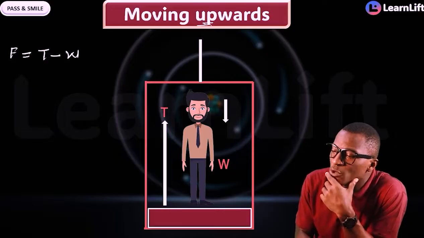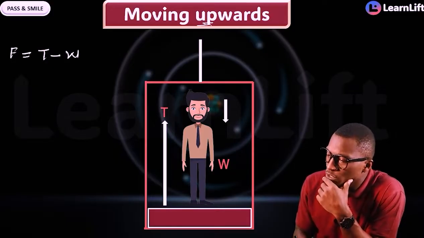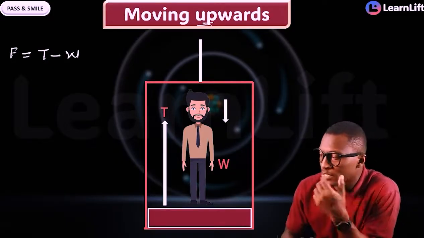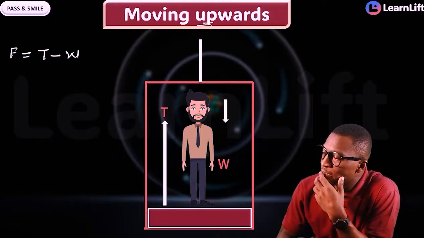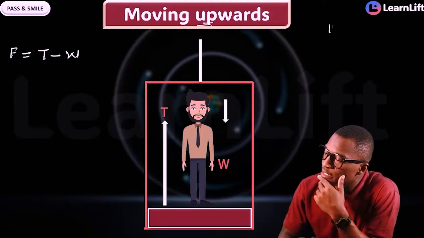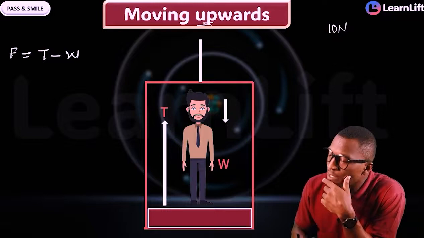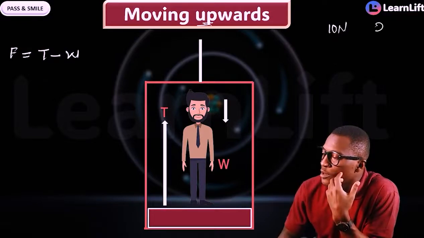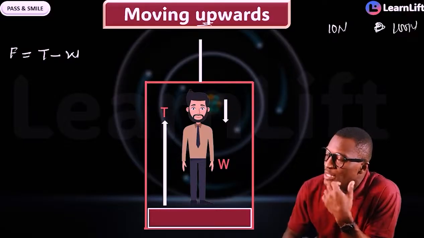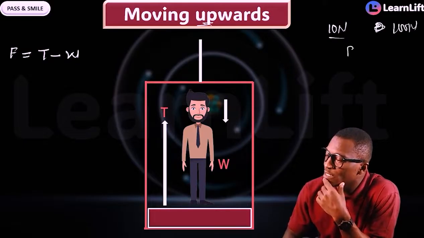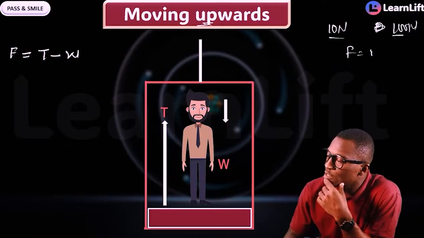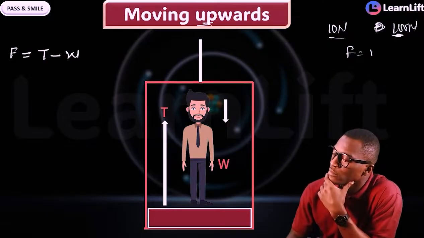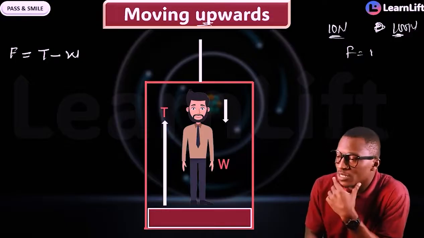That means this force is called the unbalanced force, because this thing now is greater than that. Let's say, for example, the man's weight is 10 Newton. For this man to go upward, the tension will be, let's say, 100 Newton. That means there's an unbalanced force. That unbalanced force F is equal to what? The tension minus the weight.